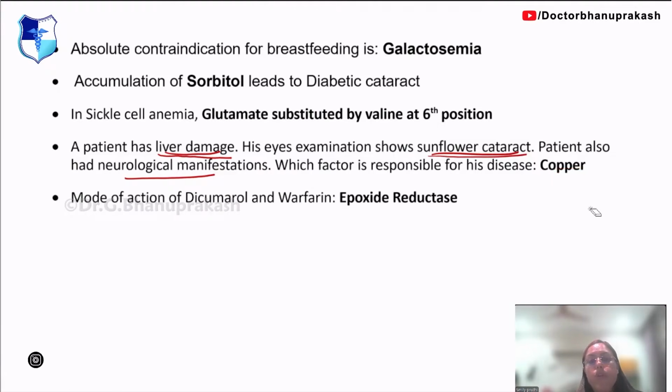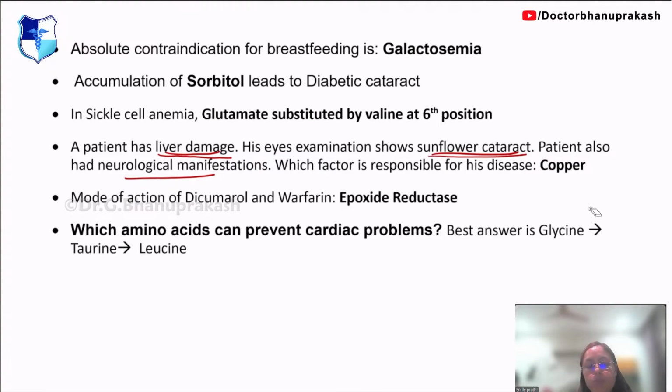Mode of action of dicumarol and warfarin is inhibiting the enzyme epoxide reductase in the vitamin K cycle. Please do the vitamin K cycle. It is very important. It's very easy also.